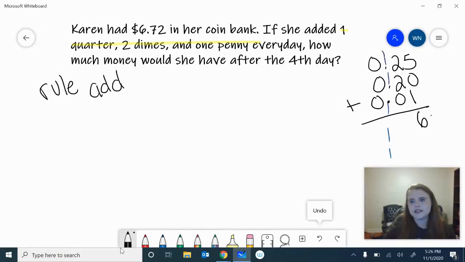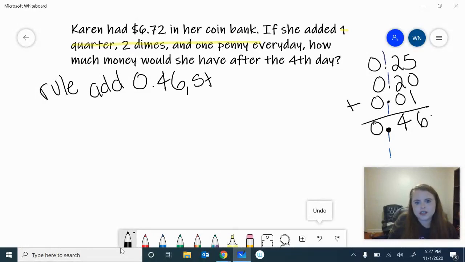5 plus 1 is 6. 2 plus 2 is 4. Bring down our 0 and our magical decimal, and we've got 46 cents. So now it's just a simple addition problem. I know that I need to add 46 cents every day, but I need to make sure I put my starting point in there. Starting at $6.72. Now we're asking about the fourth day.